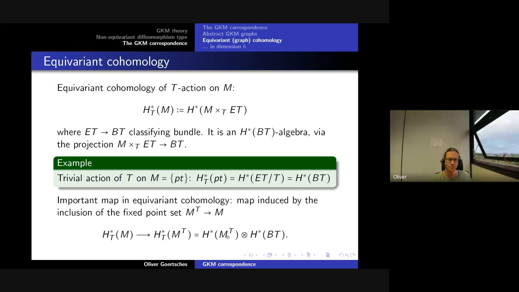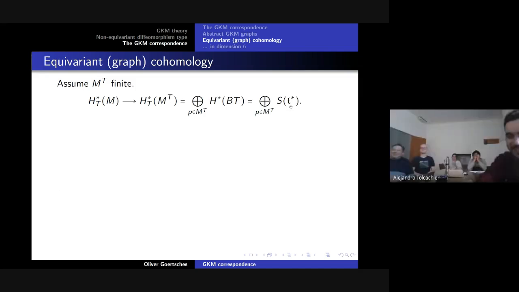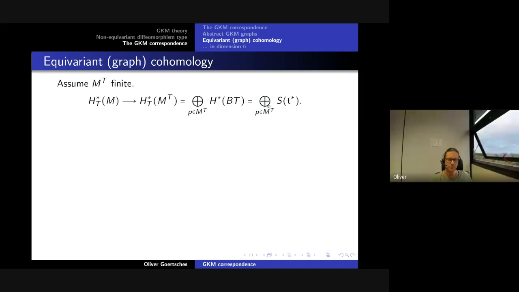For example, if my fixed point set is finite, then this is just the cohomology of a finite set of points, tensor the cohomology rings. And this is exactly what one does in GKM theory. So I assume that my fixed point set is finite. Then I have again this map. This is just a direct sum of finitely many copies of polynomial rings, the symmetric algebra of the dual of the Lie algebra that is acting. So an element in here is just a tuple of polynomials. I attach to every fixed point one polynomial.